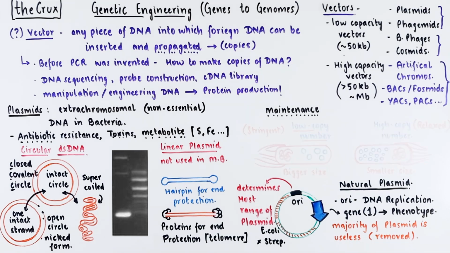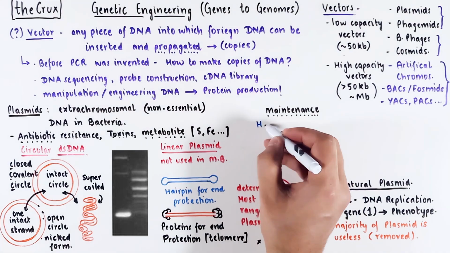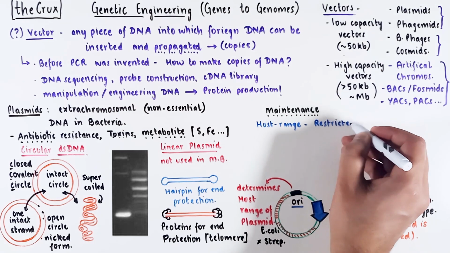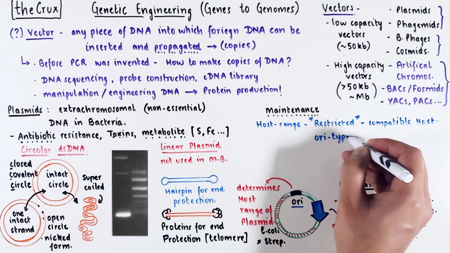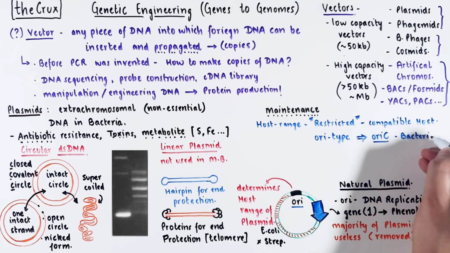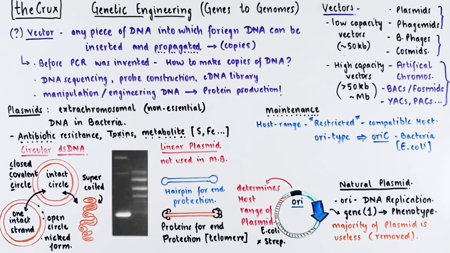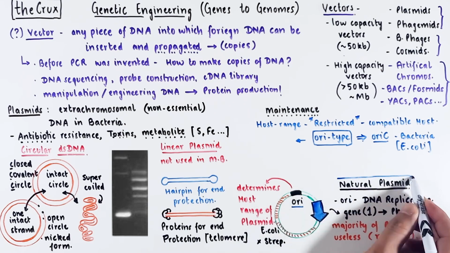Based on the origin of replication, the plasmid can be a restricted plasmid, which means it depends on a compatible host. The Ori-type plasmids are compatible with Ori-C containing bacteria, which is the E. coli. The name of this natural plasmid is COL-E1.